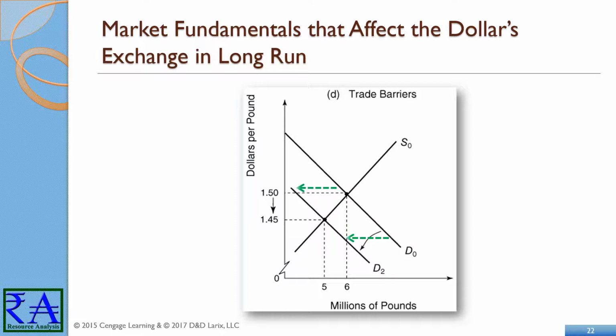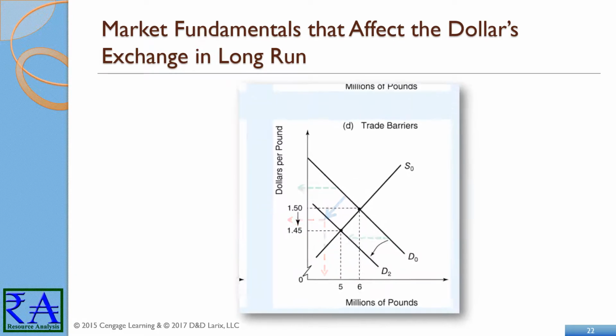Since the demand for the foreign-made goods decreases, it also decreases demand for British pounds, causing a shift to the left of the demand curve and a new equilibrium price and quantity established for dollars per pound in the international currency market. In this situation, the US dollar appreciates from the $1.50 to $1.45 per pound, while the quantity decreases from 6 to 5 million pounds. Trade barriers generally cause currency appreciation in the long run for the country imposing the trade barriers.